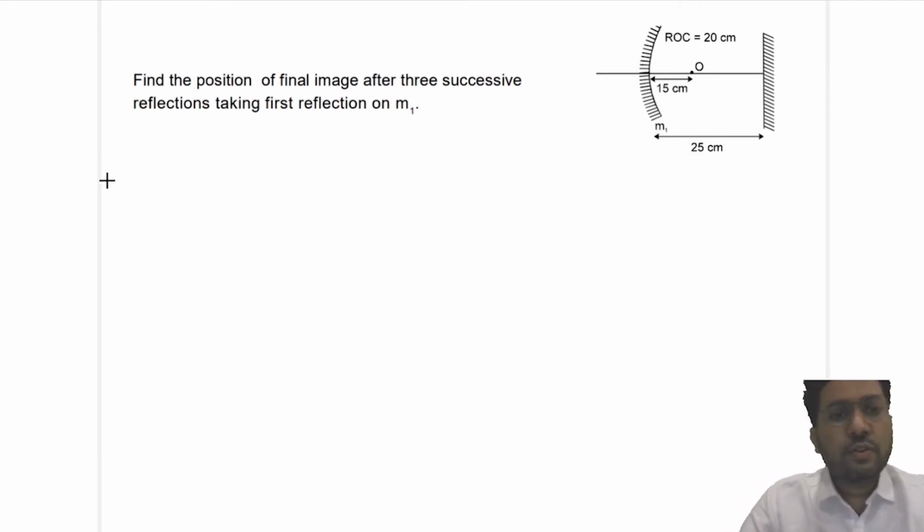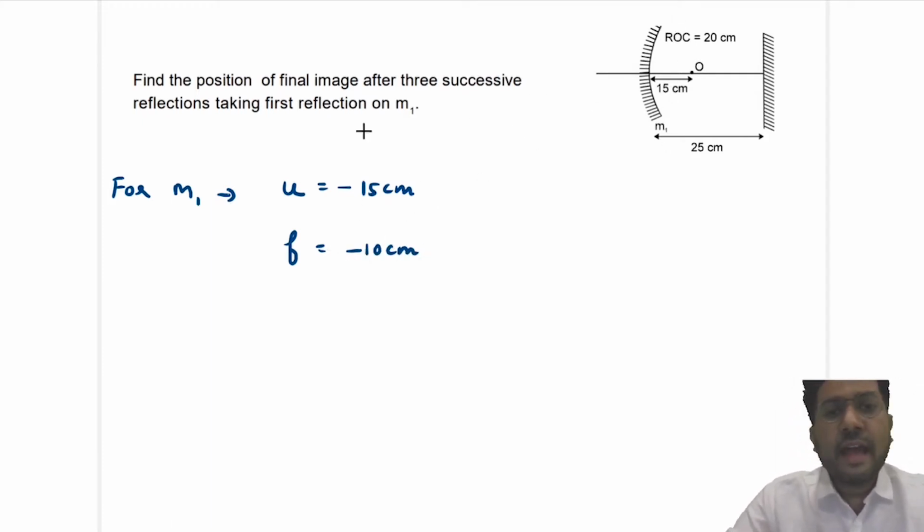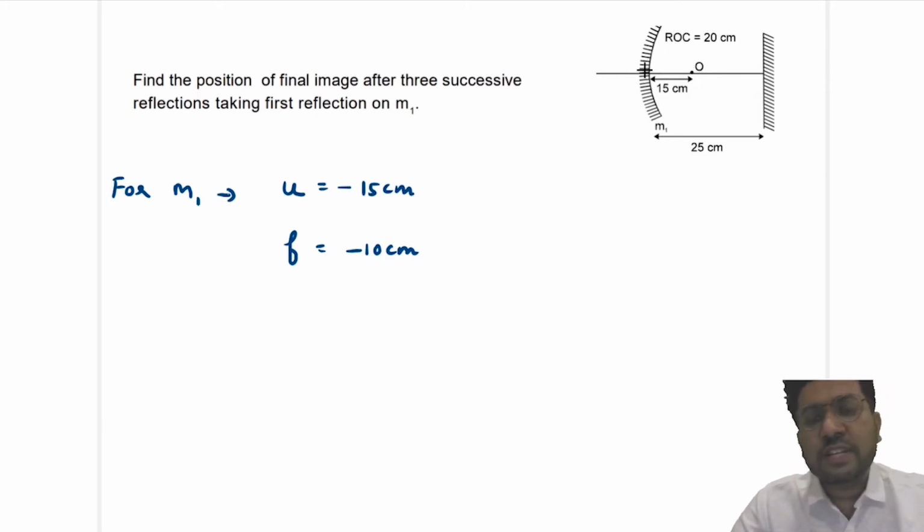So for mirror 1, the object distance is minus 15 centimeter. The focal length is minus 10 centimeter. Why minus? Because it is a concave mirror. And why minus for the object distance? Because the object is in front of the optical instrument.